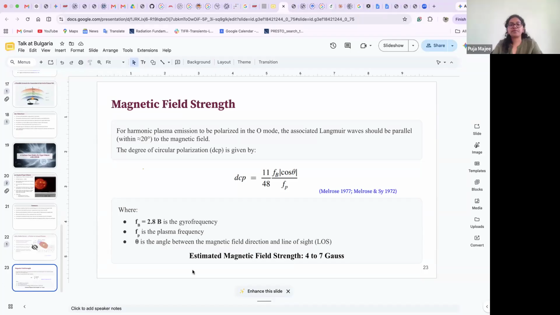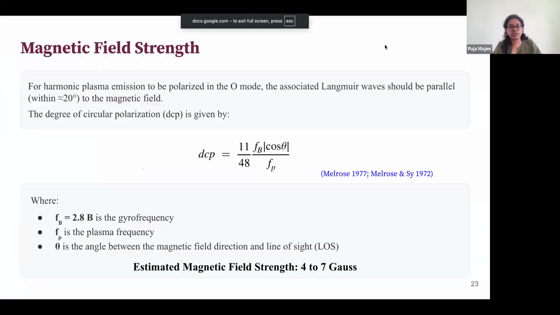Okay, so this is the formula which has been used to estimate the magnetic field strength. The idea is that the degree of circular polarization of the harmonic emission is proportional to the plasma frequency and the gyro frequency. So this f_B is the gyro frequency, and there is the plasma frequency. Then there is theta, which is the angle between the line of sight and the magnetic field direction. So these are the three pieces of information that go into it.